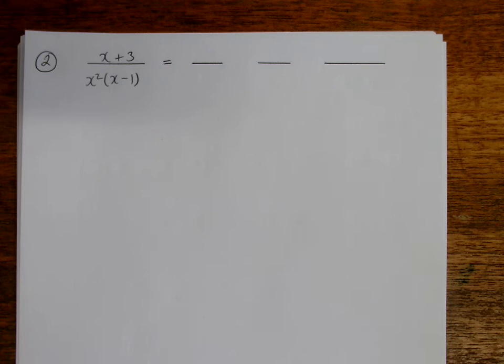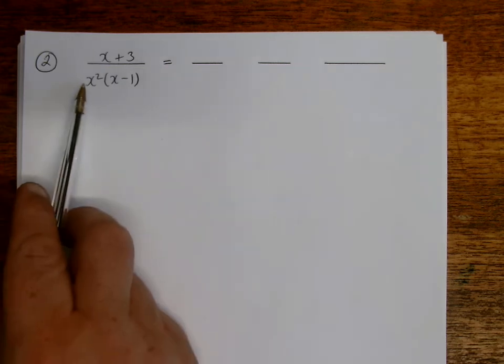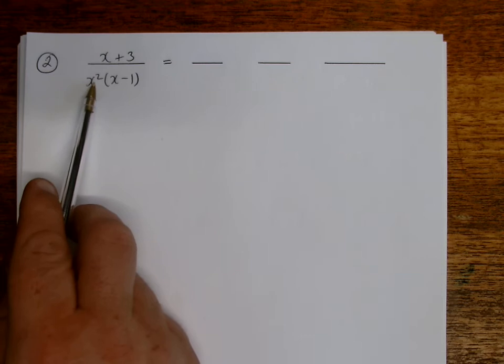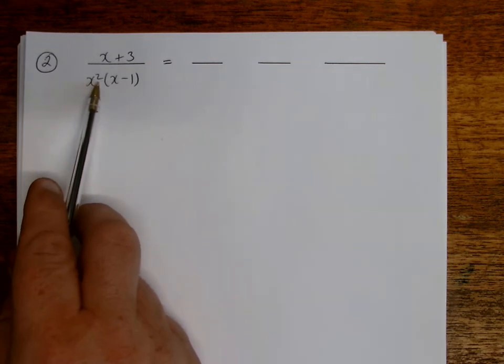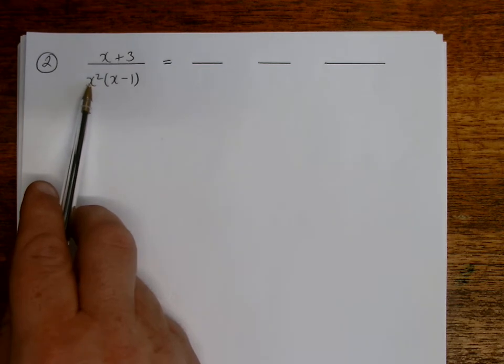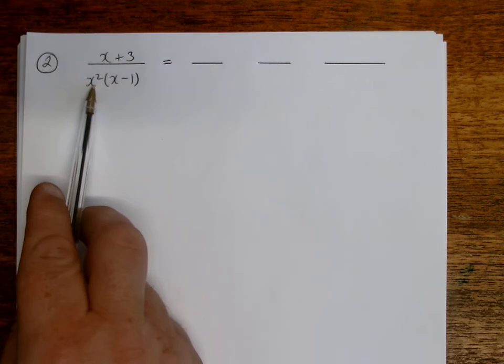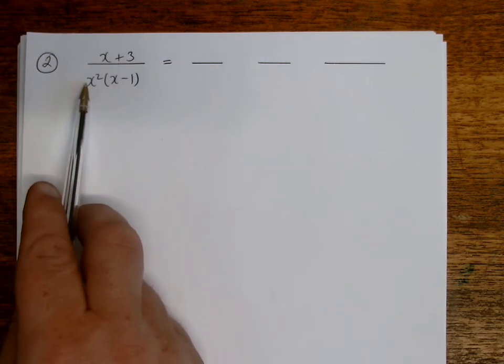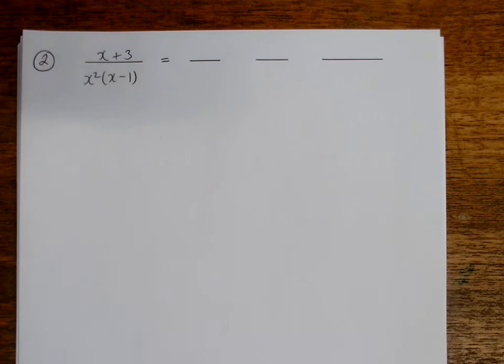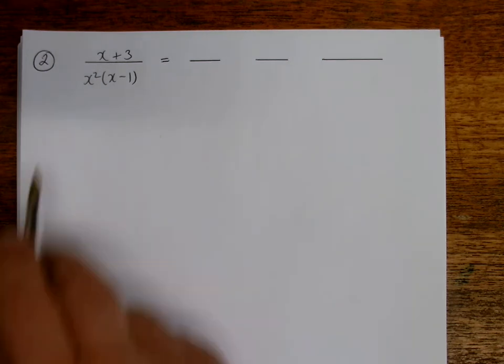Okay, for question 2, just like the first question, there's a repeated factor here. It's not in a bracket, but it's still x squared, so it's a repeated factor of x. If you want to think of it as a bracket term, that would be like x plus 0, all squared. So you could rewrite it as x plus 0 all squared, but I would just leave it like that.